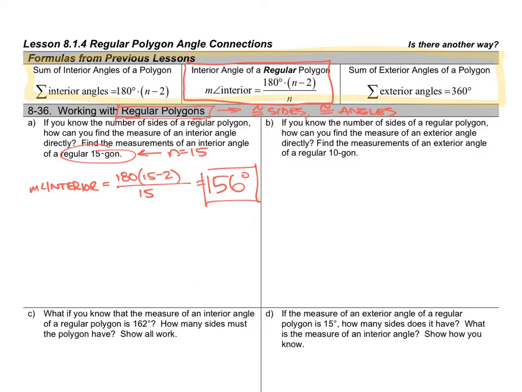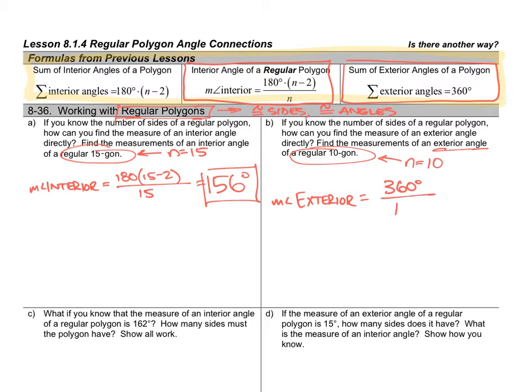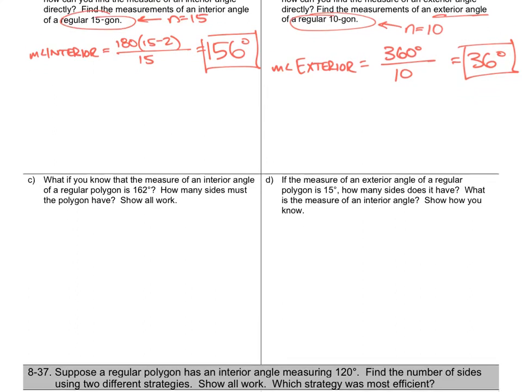Part B, if you know the number of sides of a regular polygon, how can you find the measure of an exterior angle directly? Find the measure of an exterior angle of a regular 10-gon. So we have n equals 10, it's regular, so all the interior angles are the same, all the sides are the same. And this time we're going to use this formula. The sum of all exterior angles is 360. If we want to know the measure of one of them, we're going to take that 360 degrees and then divide by n. So that gives us 36 degrees for each exterior angle of a regular 10-gon. All right, we're cooking with gas now.